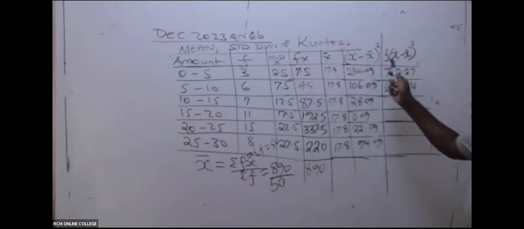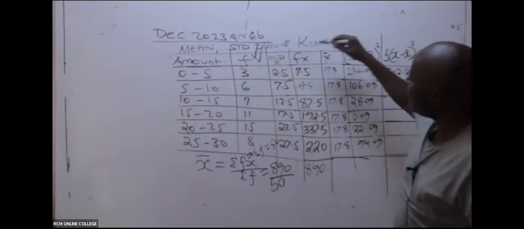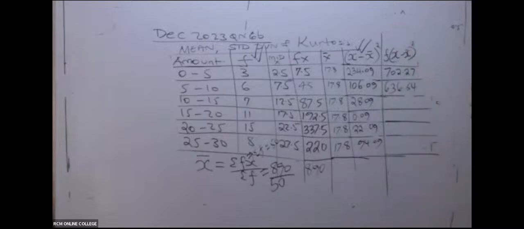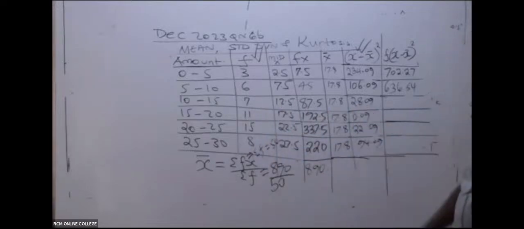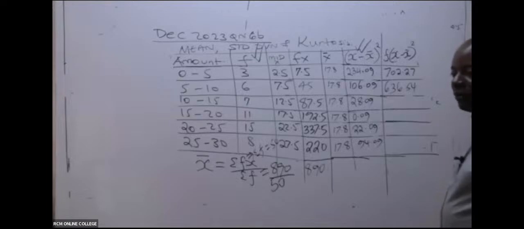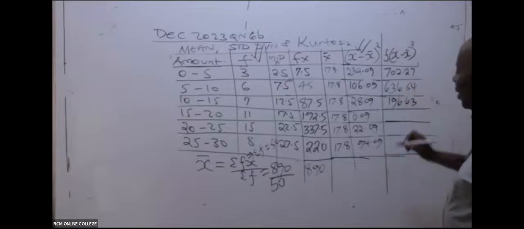So then we go to the next one. Remember, what I'm doing is to take this frequency times this. Great. So now we are on the third one. We are taking the frequency, which is 7 times this 28.09. What do we have, ladies and gentlemen? 196.63.